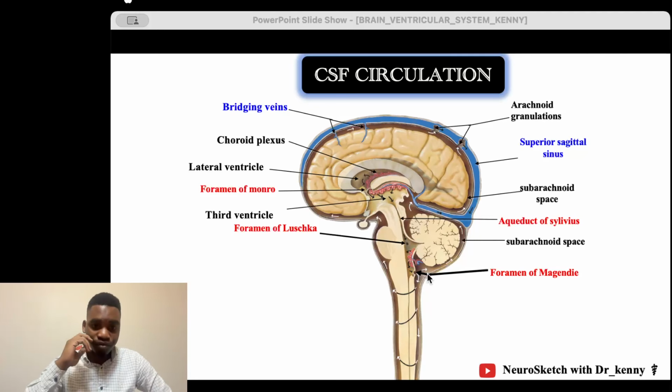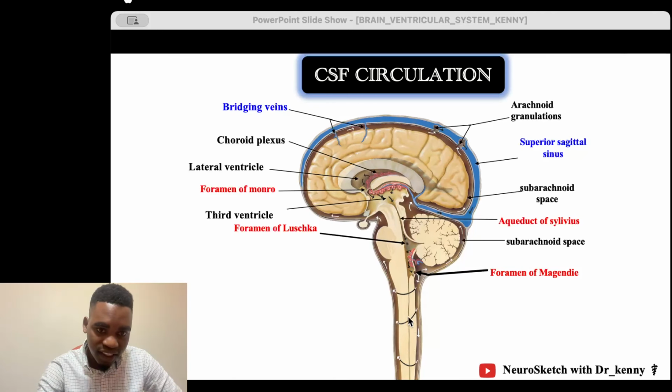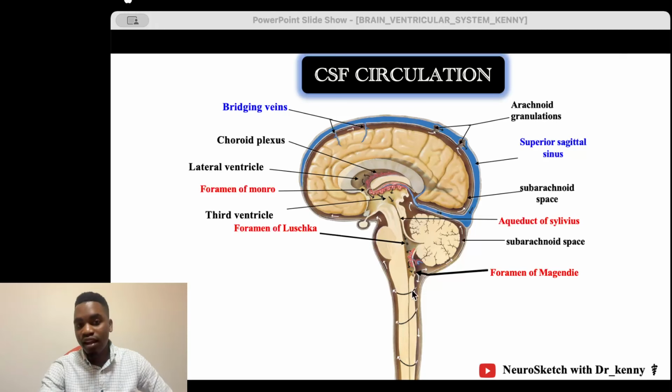But the cerebrospinal fluid also goes to the central canal of the spinal cord. So this is the central canal of the spinal cord, and it goes there by way of the obex. Remember, we have the obex here, and we discussed it in the brainstem, that it is used by the cerebrospinal fluid to flow from the fourth ventricle all the way to the central canal of the spinal cord. So in summary, the cerebrospinal fluid comes from the ventricles and it goes to the subarachnoid space and the central canal of the spinal cord.